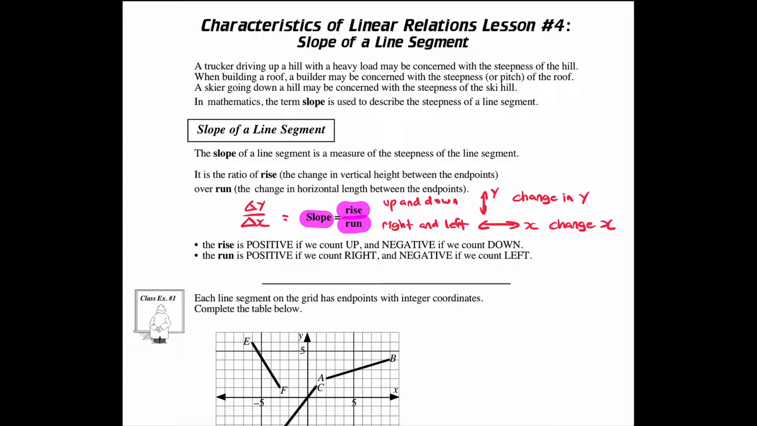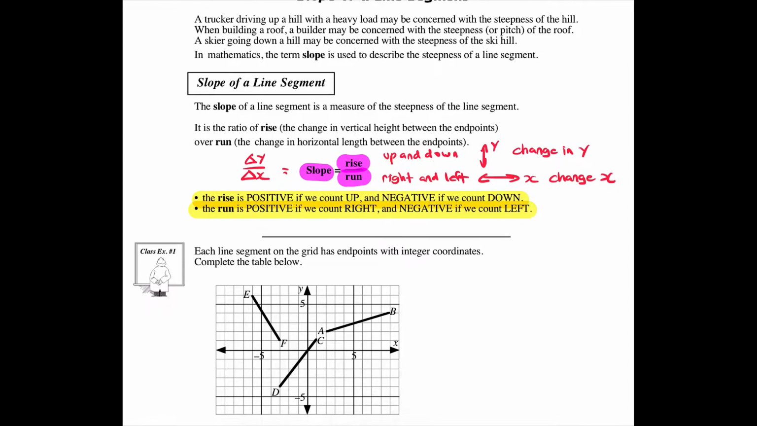And as indicated below right here, and you should know this is quite obvious, for the rise, if we're going up, we would call that positive, and if it's going down, we would call that negative. And for the run, to the right is positive and to the left would be negative.